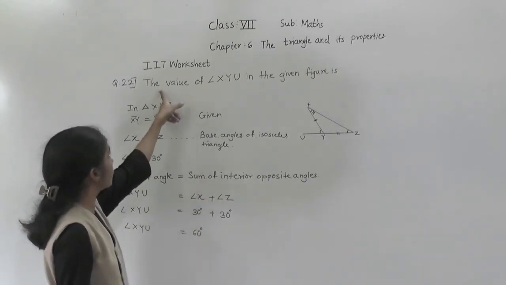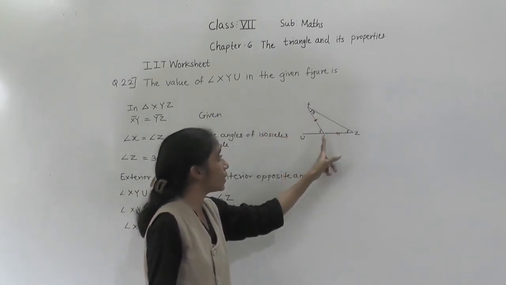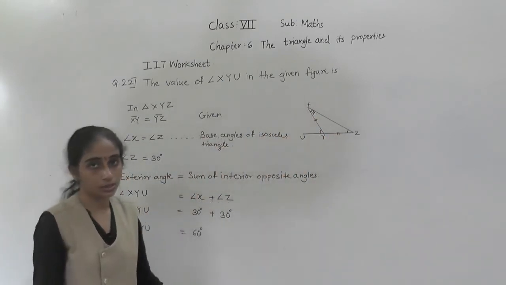So angle XYU is equal to 60 degree. What is it asking in the question? The value of angle XYU in the given figure. So angle XYU is equal to 60 degree.